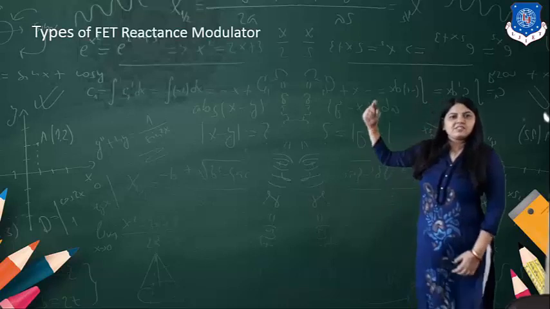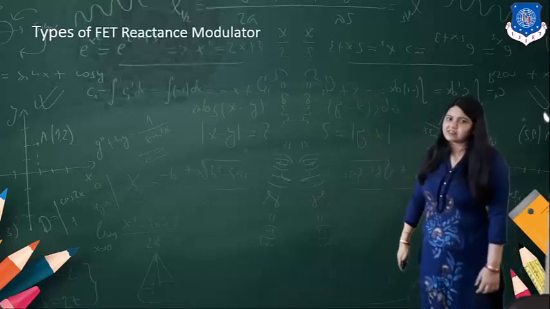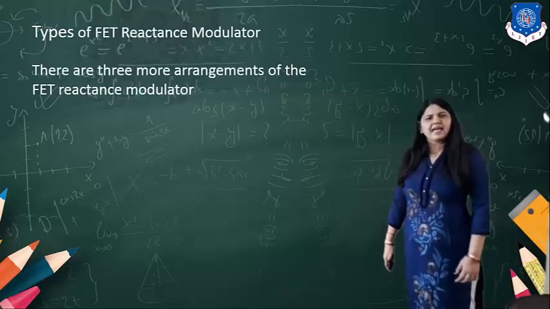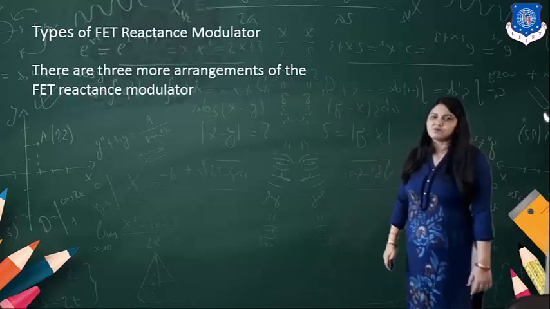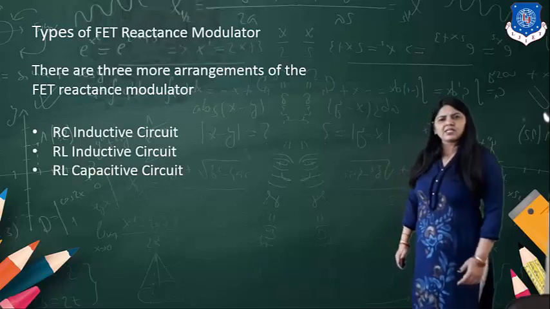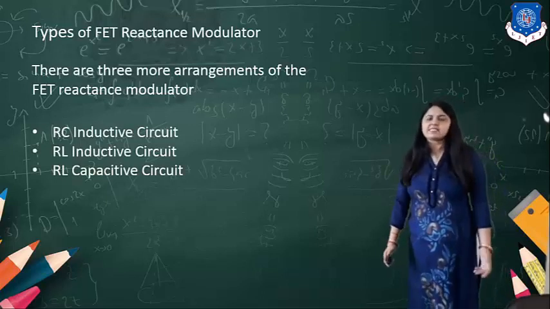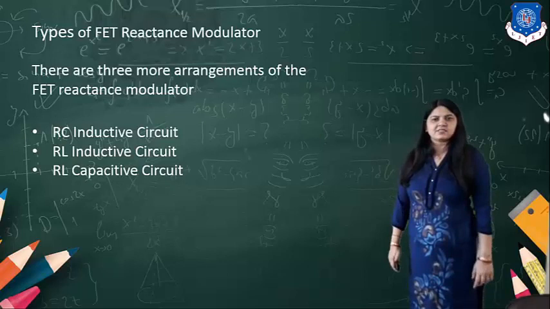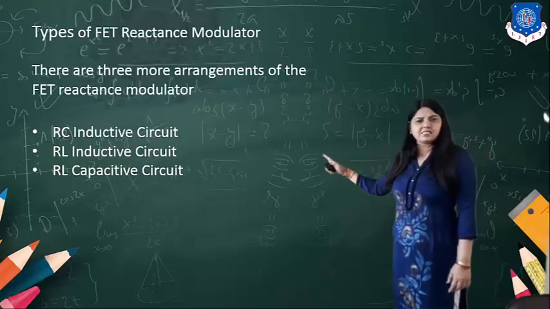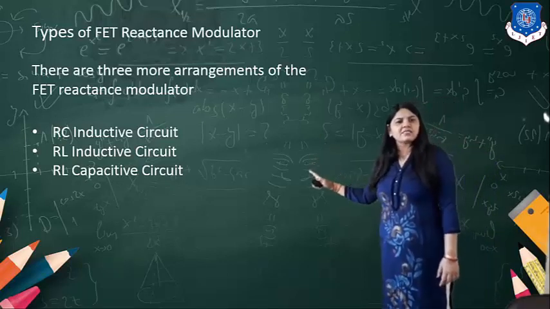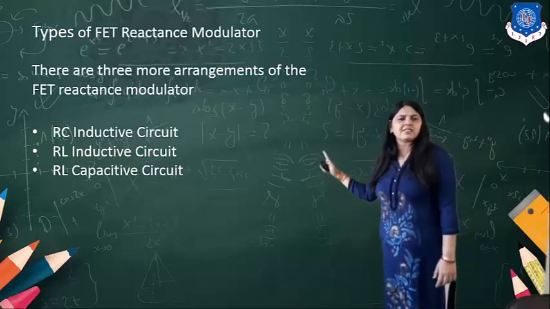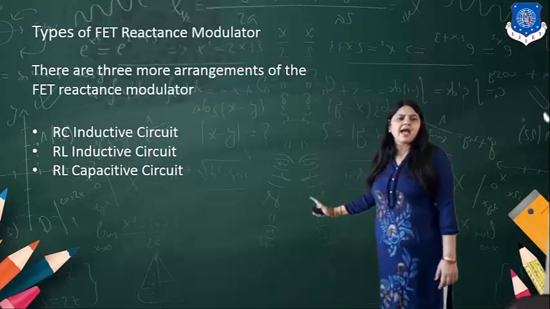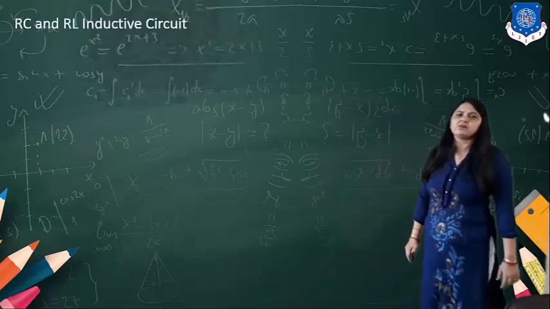Now, the types of FET reactance modulator. There are three arrangements of the FET reactance modulator, according to the variable reactance and variable capacitance circuitry: the RC inductive circuit, RC capacitive circuit, RL inductive circuit and RL capacitive circuit.